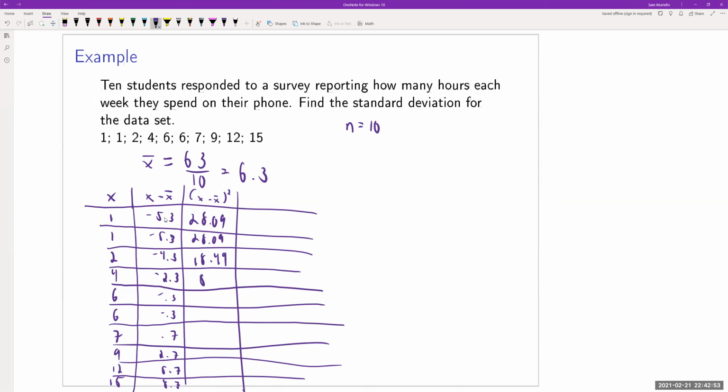So 5.29, 0.09, 0.49, 7.29, 32.49, and 75.69.